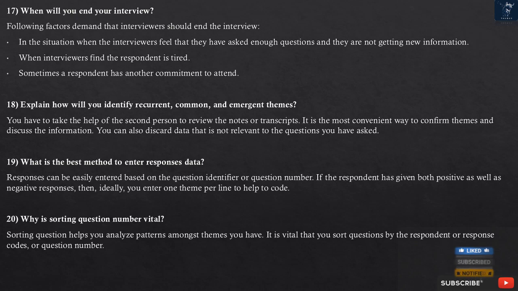19. What is the best method to enter response data? Responses can be easily entered based on the question identifier or question number. If the respondent has given both positive as well as negative responses, then, ideally, you enter one theme per line to help with coding. 20. Why is sorting by question number vital? Sorting helps you analyze patterns amongst the themes you have. It is vital that you sort questions by the respondent or response codes, or question number.